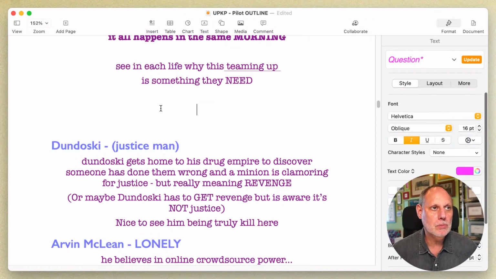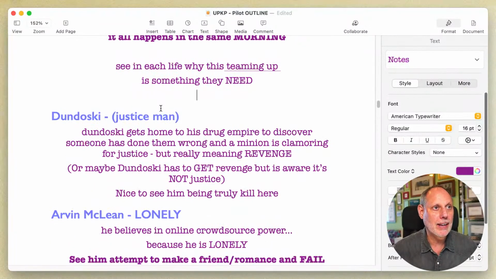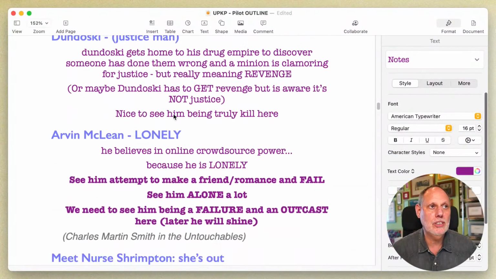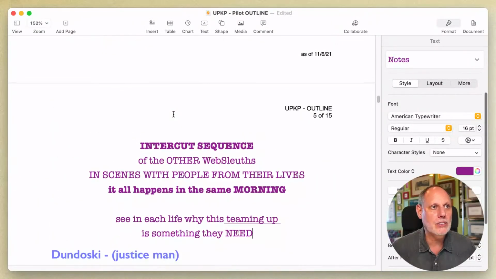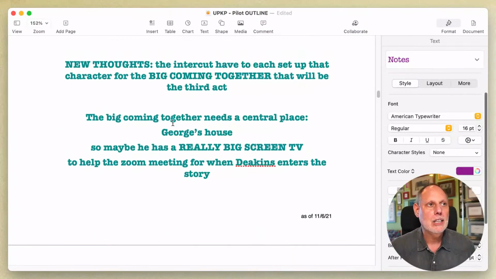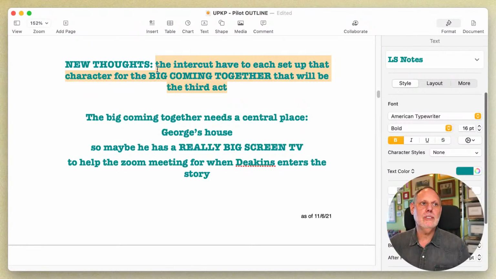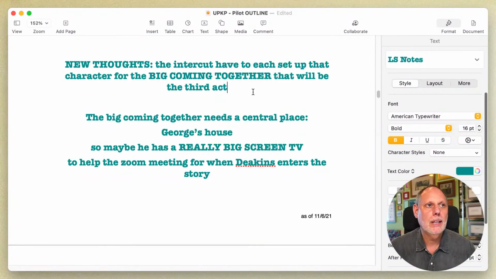And so we spent some time last week figuring out what exactly happens in each sequence. That's what these notes are. This is the outline for this sequence that hasn't been written yet. Today, I thought, you know what? The important thing about this is that we're setting up the big end of the third act, when the group and Madeline and Norman and the serial killer all come together.